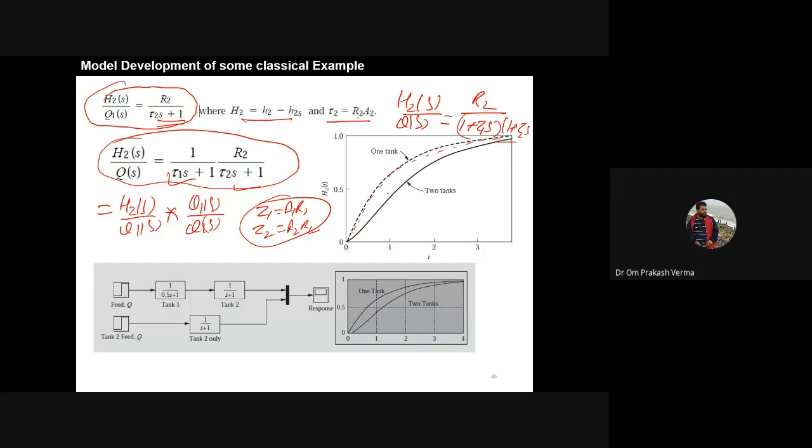However, when you simulate the two tanks, that is the second order system, because s square will come into the picture, the response becomes sluggish in comparison to the first one. It is quite obvious because a single tank will perform faster than the double tank, in settling down, or you can say in the transient behavior.